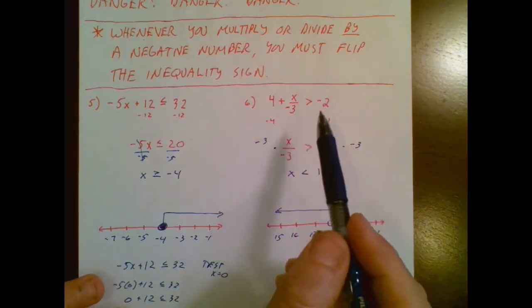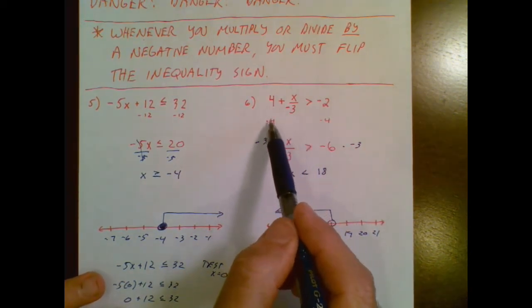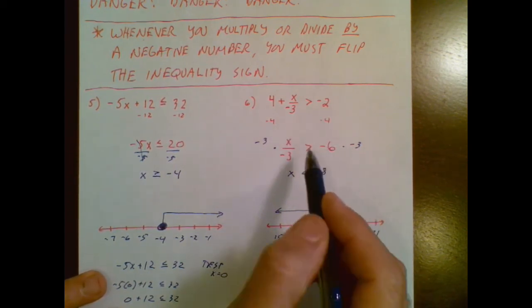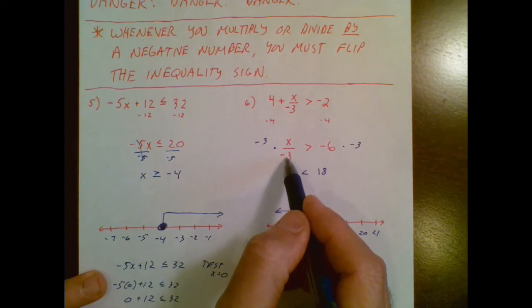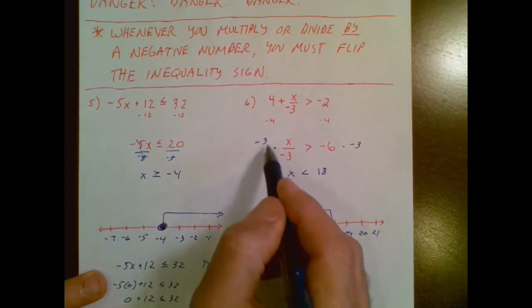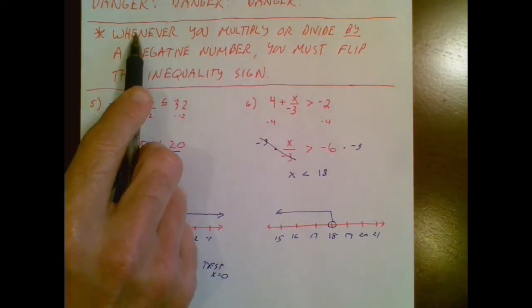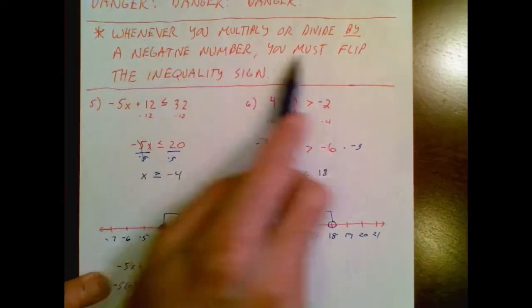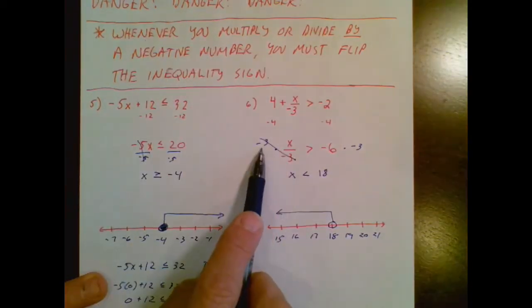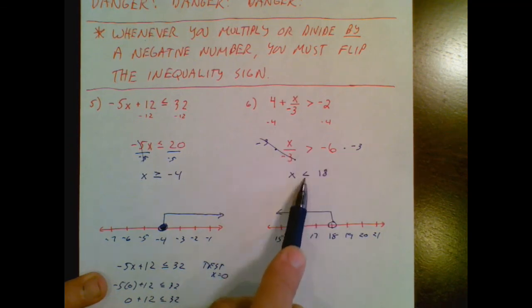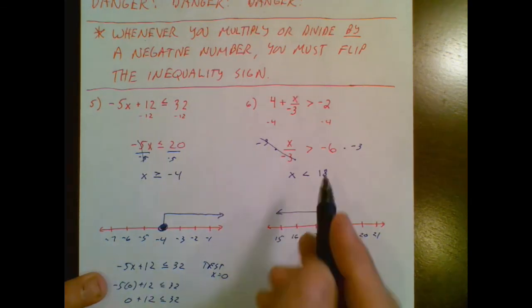Okay, here's what happened. I moved the 4 to the other side, and that's how I got that -6. So at that stage, I had to get rid of the -3. The -3 is attached by division, so I had to multiply each side by -3. That's where it happens. Whenever you multiply or divide by a negative number, you must flip the inequality. I multiplied by a -3. When I did that, I had to flip that inequality. Easy to forget that. Now I have x by itself.